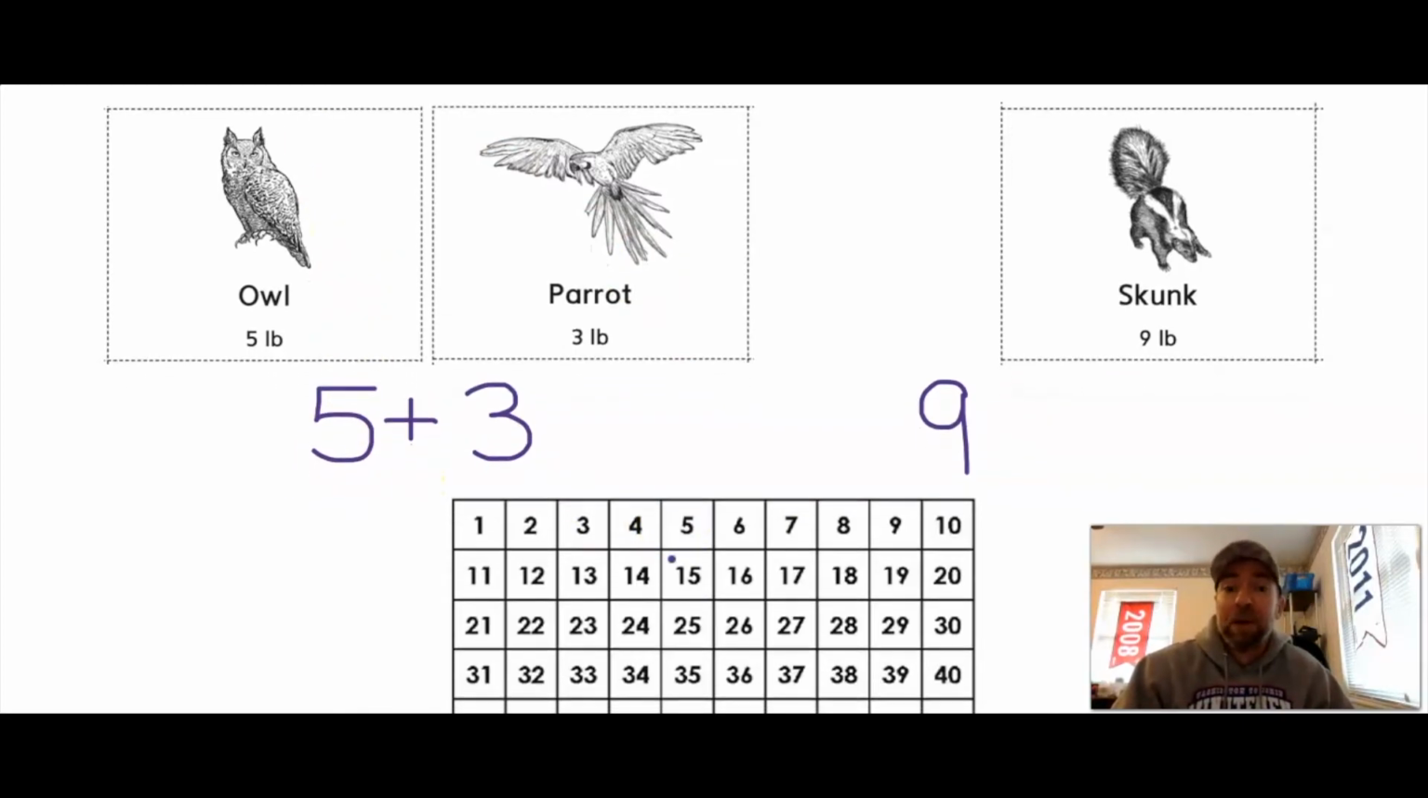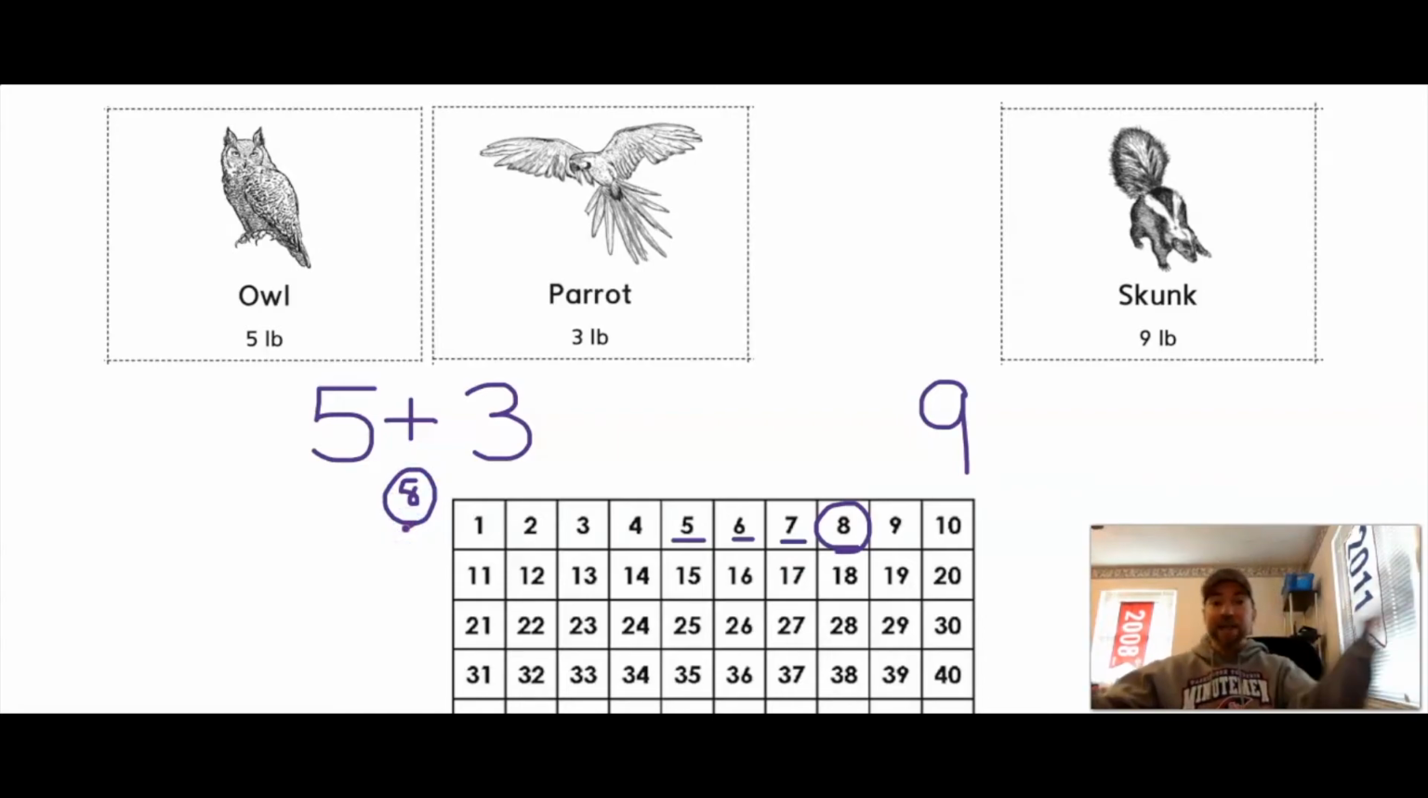Well, my number grid comes in handy for this. I could start at 5 and then count up 3. 1, 2, 3. There it is. I landed on the number 8. Now you can also use your rock, 5 in the rock, plus 3, 6, 7, 8. Any addition strategy would work. So I'm going to write an 8 on this side. I'm going to write it real small because that's what 5 plus 3 equals.